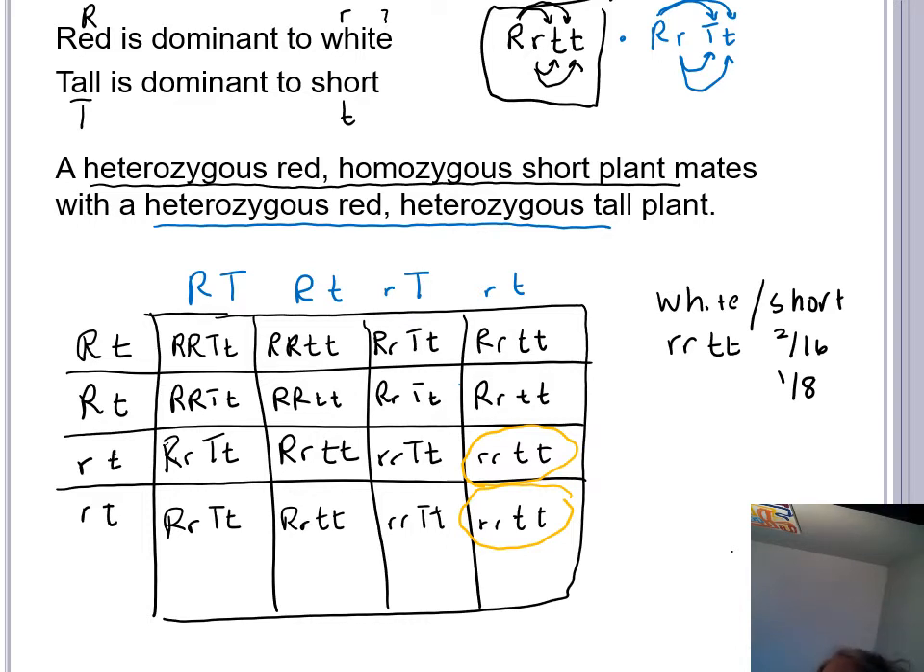And you can set these up. This is going to take a little bit longer time. These are called dihybrid crosses. You will be asked to complete a dihybrid cross on the final exam.